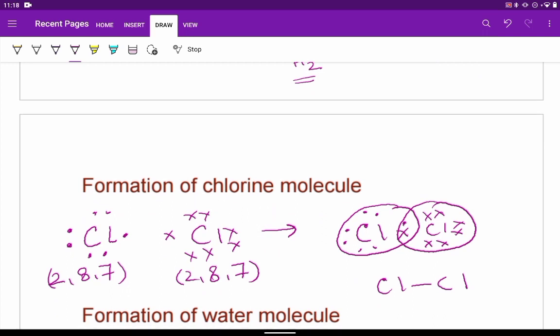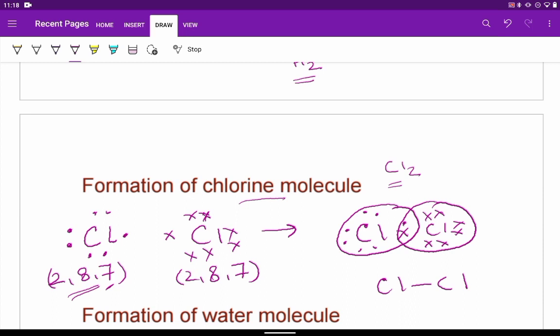Similarly, we can explain the formation of chlorine molecule. Chlorine is Cl2. That is 2 chlorine atoms form one chlorine molecule. In the valence shell of chlorine atom, there are 7 electrons. The electronic configuration of chlorine atom can be represented as 2, 8, 7. So in the valence shell, you see there are 7 electrons. For this chlorine atom, we are representing it by dots. For the other chlorine atom, which will also participate in bond formation, we are representing the electrons by cross.